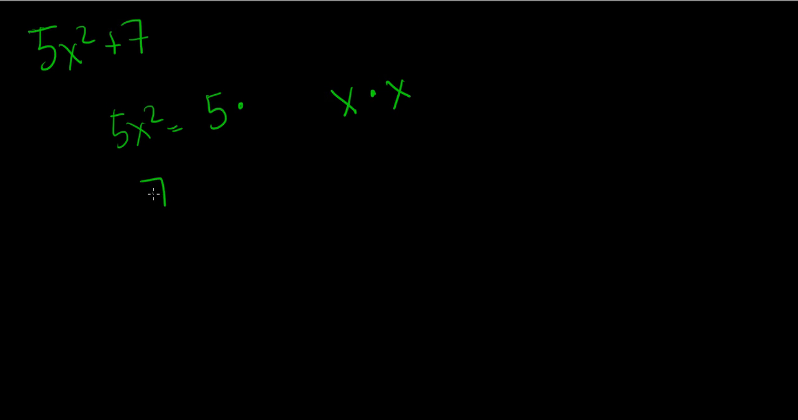Now let's look at 7. 7 cannot be factored any further because it is a prime number. So as we can see, there are no common factors between the two, so this polynomial cannot be factored.